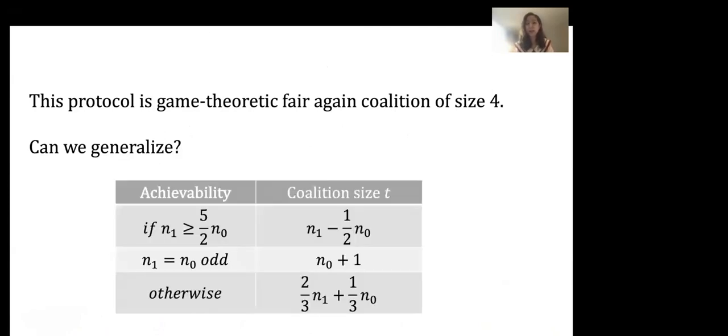Can we generalize it? And the answer is positive. This idea actually generalizes to an arbitrary number of players. And this table gives the maximum size of the coalition we can tolerate with this protocol. In this table, N1 is the number of cake people and N0 is the number of sushi people. For simplicity, I ignore the rounding here, and without loss of generality, we assume N1 is at least N0.